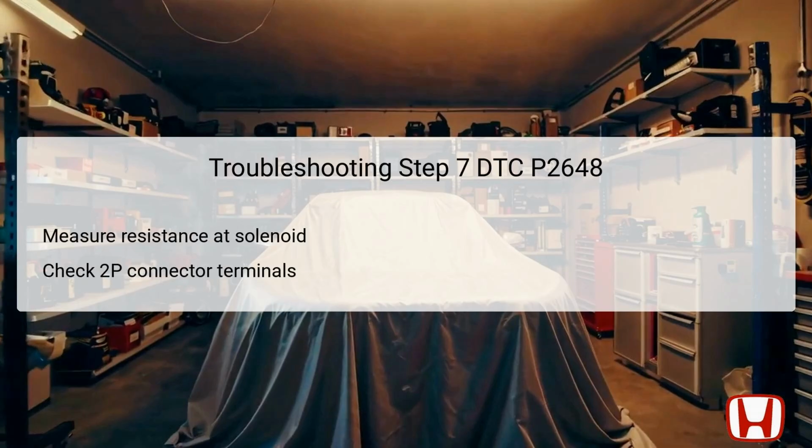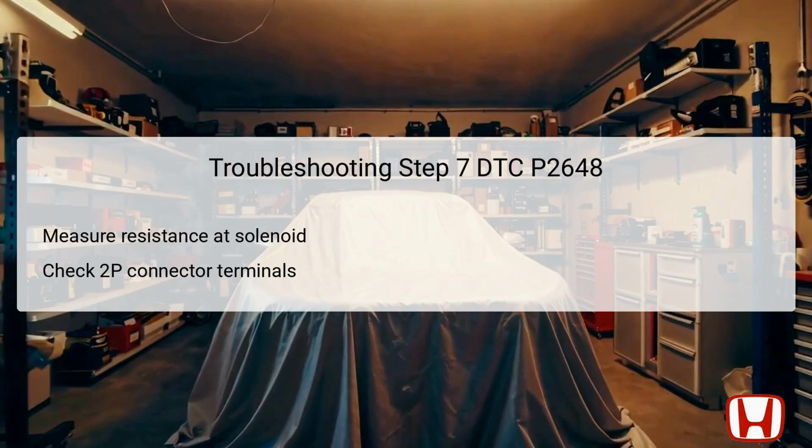Step 7 involves measuring the resistance between the two terminals of the rocker arm oil control solenoid A's 2P connector. Using a digital multimeter, it is essential to ensure that the resistance falls within the expected range of 14 to 30 ohms at room temperature. This measurement confirms the solenoid's internal condition. Resistance outside this range may indicate a fault.